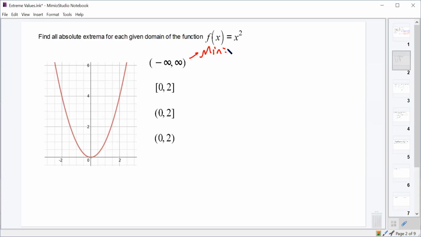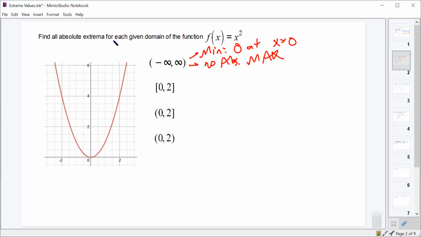What's the absolute minimum? 0. 0, and where does it occur? 0. Good, and you can see that it's just the vertex of the parabola, right? What about a max? Is there an absolute maximum between -infinity and infinity? Well, there's no maximum, it just keeps increasing. So there is no absolute max.